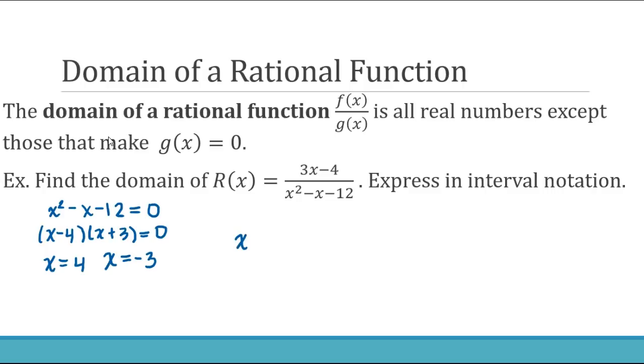So in interval notation, the domain is all x values in the interval from negative infinity to negative 3, not including negative 3, so we use open parentheses, and we pick up right outside of negative 3 and head all the way to 4, again not including negative 3 or 4 using open parentheses, and picking up again right after 4 and heading all the way to positive infinity.